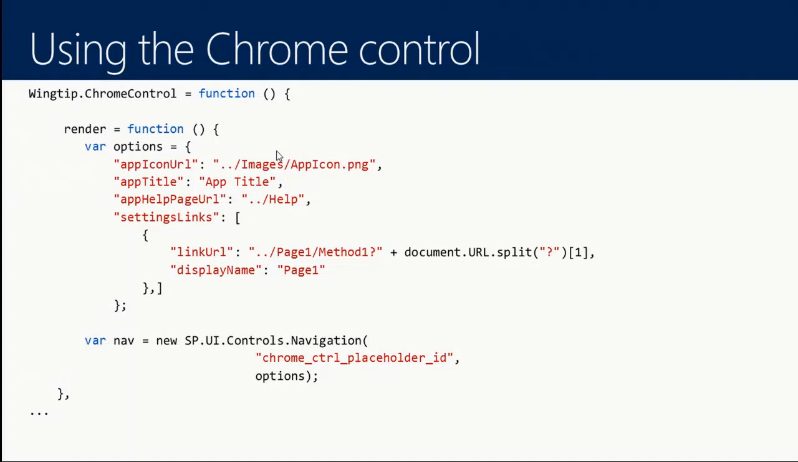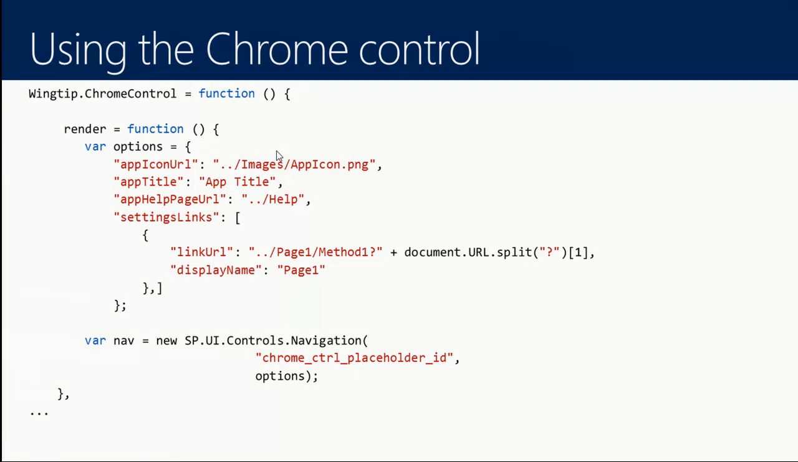If you're not using ASPX pages, if you're using HTML, then you're not going to get this automatic chroming of your app. Instead, what you'll want to use is something called the Chrome control. The Chrome control comes from the library sp.ui.controls.navigation. So it's a SharePoint library found in the layouts directory.